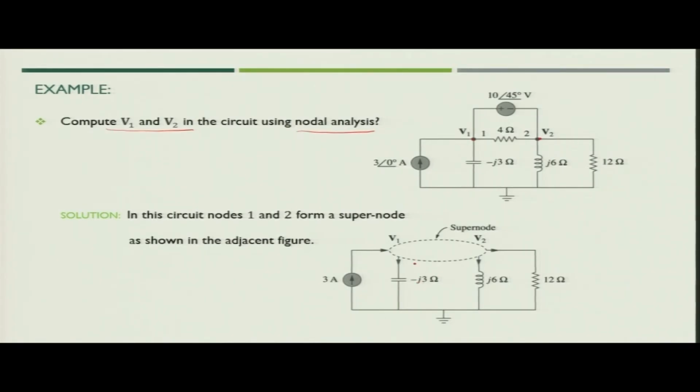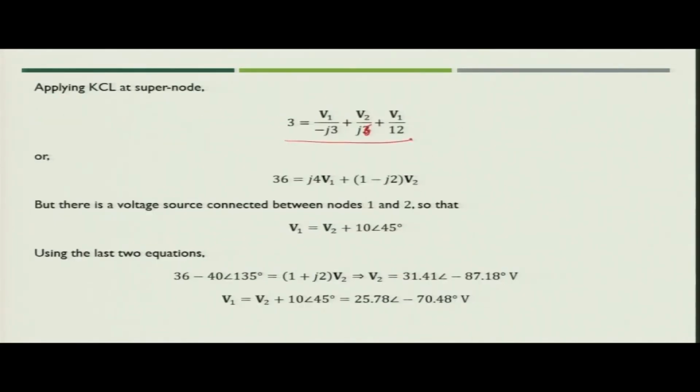3 equals V1 upon minus j3, plus V2 upon j6, plus V2 upon 12. Now, what will we do? We will simplify this, and when we simplify we get the equation as 36 is equal to j4 V1 plus (1 minus j2) V2.